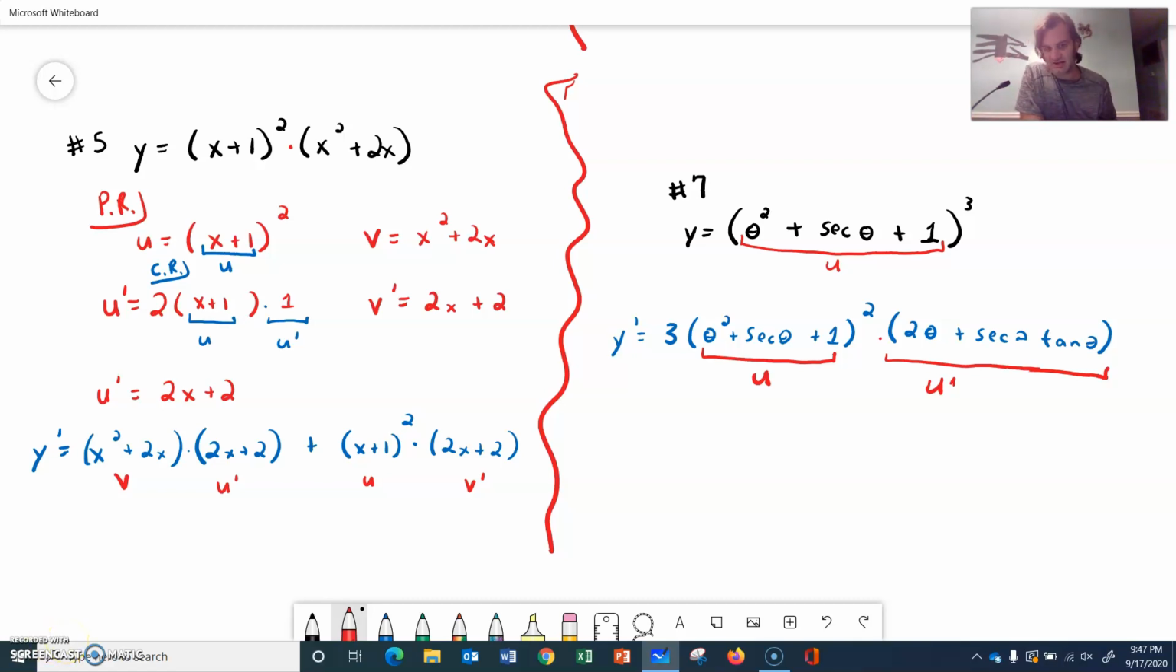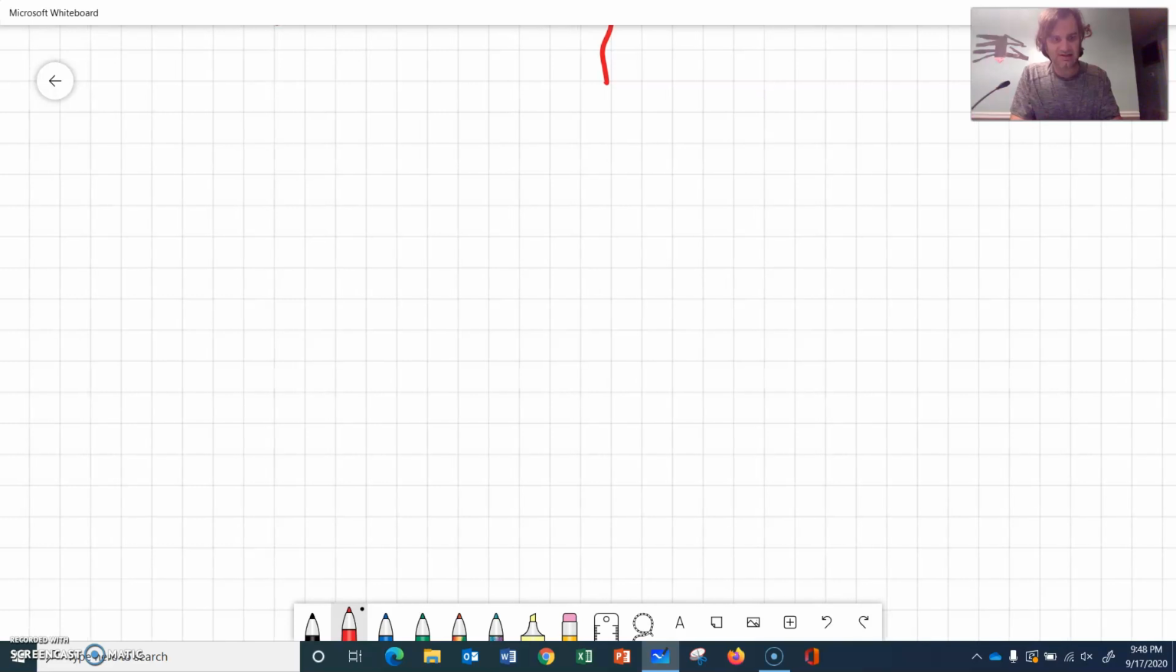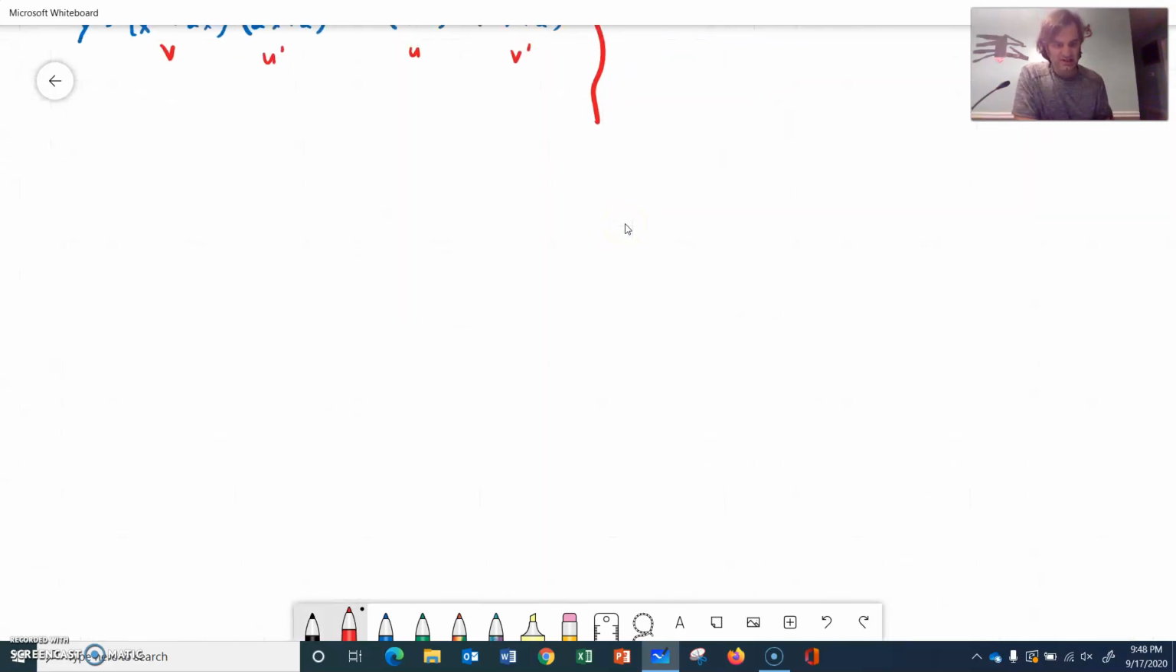So let's see here. Let's go ahead and do number 9 since I can see it. Haven't written it down. I got plenty of time for this video. So number 9, since I'm doing the odd ones for you, is S equals the fraction square root of t over 1 plus square root of t.